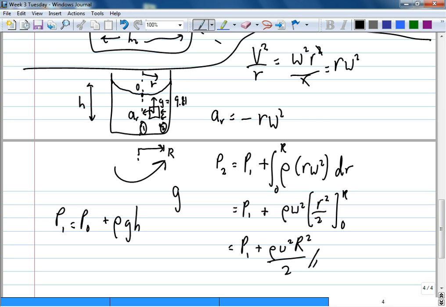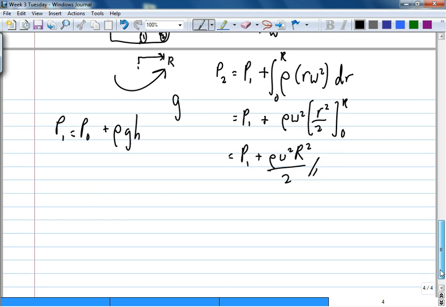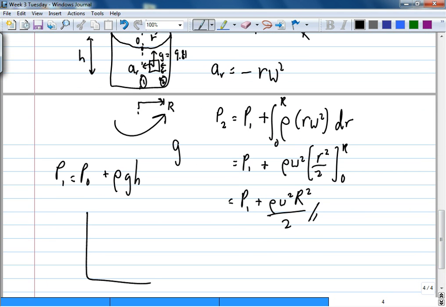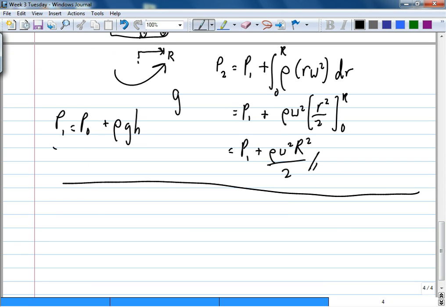So finally, if you want to find the isobar, you expect the fluid to rise like this. Why? Because the pressure here is higher than here. That's why the water can rise up. And you expect the isobars to be like this also. Higher pressure here, lower pressure here.